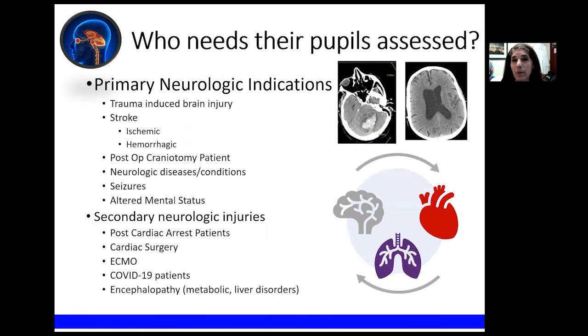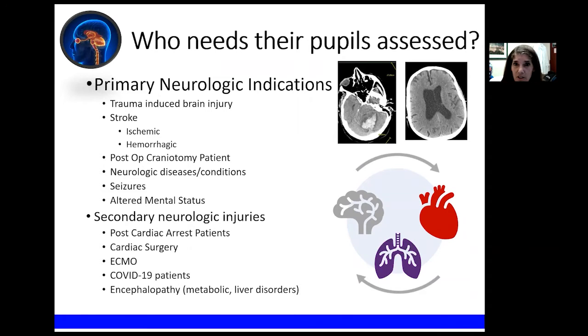So let's talk about who needs their pupils assessed. Patients with primary neurologic disorders, traumatic brain injury, stroke, post-op craniotomy patients, neuroinfectious disorders, seizures, altered mental status, all have conditions affecting the brain, and the ability to assess the brain not only includes the clinical exam, which isn't the most important thing, but pupil exam is part of that.